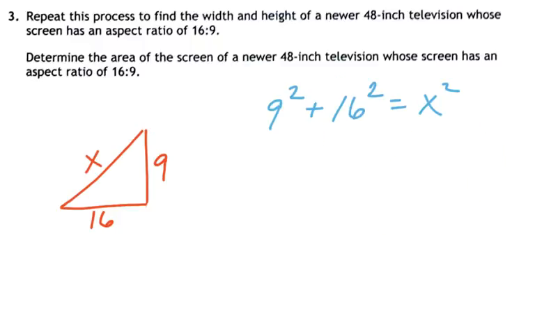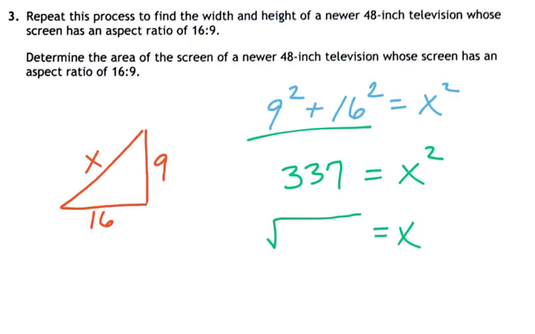So again, we're going to have Pythagorean theorem. 9 squared plus 16 squared equals X squared. And when you put this in the calculator, you're going to get 337 is equal to X squared. And then X is going to be equal to the square root of 337, which is approximately 18.36. Now for the sake of our work, you can use either the square root of 337 or its approximation 18.36.